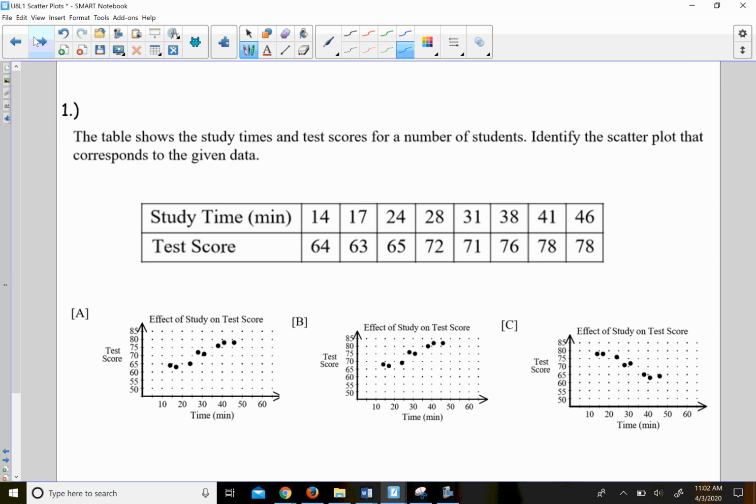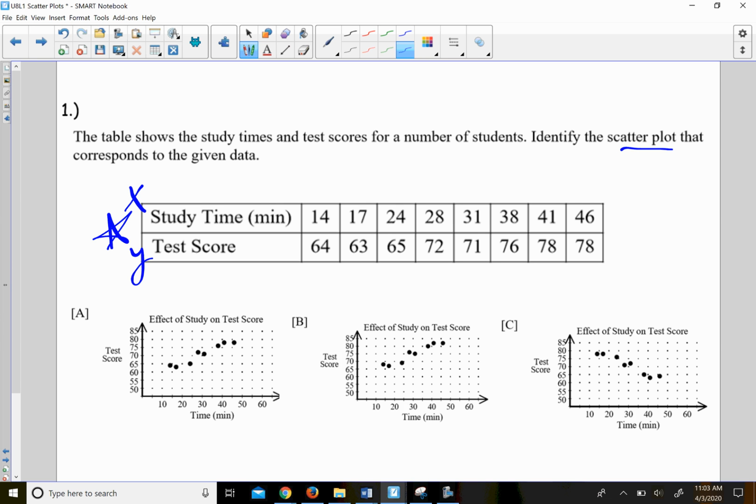First question here says the table shows the study times and test scores for a number of students. Identify the scatter plot that corresponds to the given data. So using this table, we have to figure out which of these three graphs matches this table. What you've learned with graphing points, even in math and science, is we have our study times as our X and our test scores as our Y. So for somebody who studied for 14 minutes, they got a 64. If I look at these graphs, it looks like each line is going by fives. So 14 would be a little bit before the 15 and then up to 64.